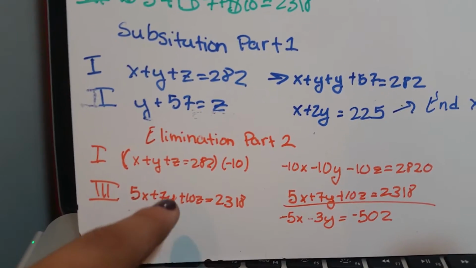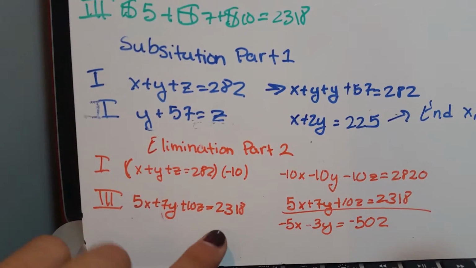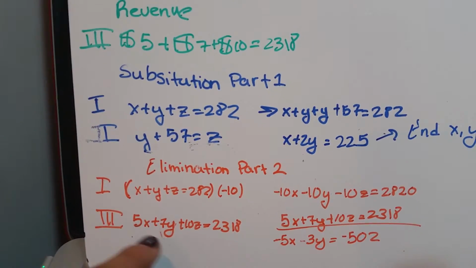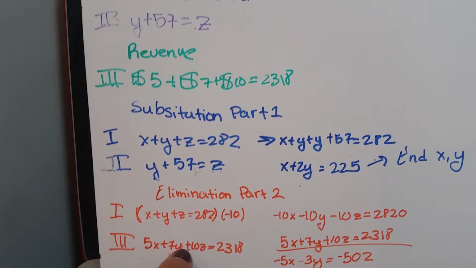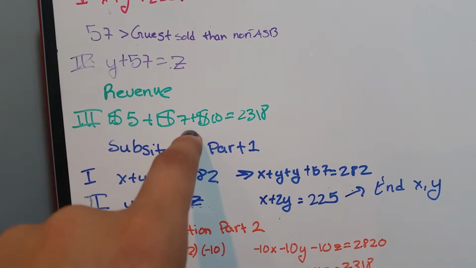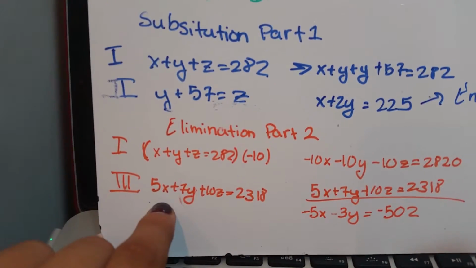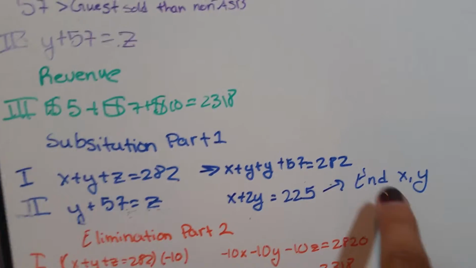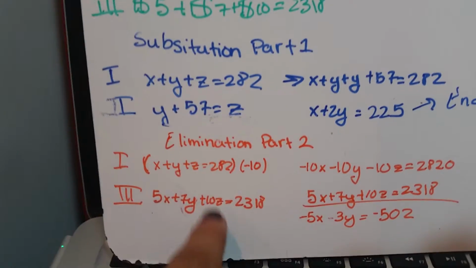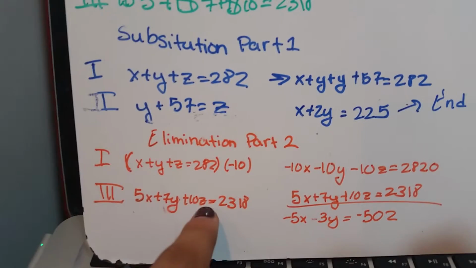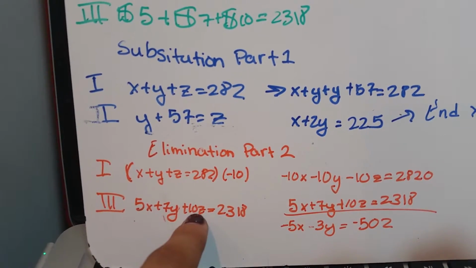And 5x plus 7y plus 10z equals 2,318. The reason we're adding the x, y, and z, and we don't have it up here, is because we need to know what each number stands for. So, like in part 1, we ended with x and y. In part 2, we also have to end in x and y. So, we have to get rid of z.